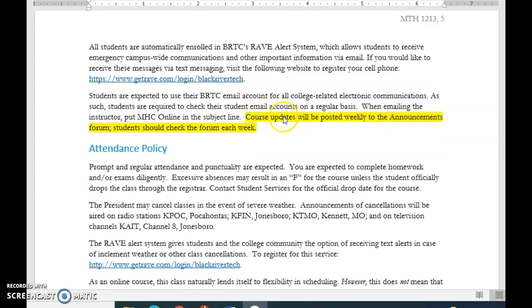Every week I am going to put a course update into the announcements forum on Moodle. It's just going to be a guide of what to expect for the week. You've got these upcoming assignments, don't forget to do this, watch out for this, that, and the other. So every week you're going to get a weekly announcement under the announcements forum. You can check on that every Monday morning. It'll be there.